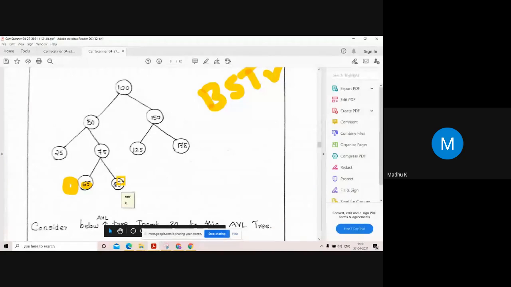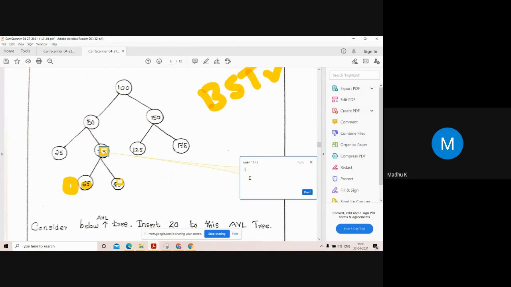Now, what is the balancing factor of 75? What is the height of the left subtree? It is 1.